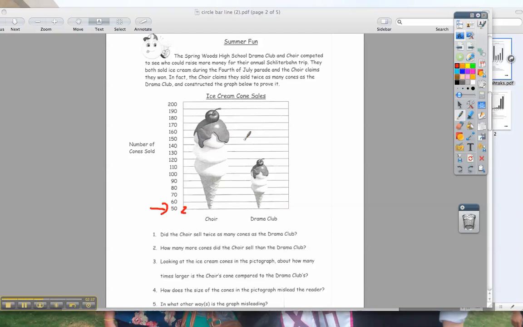Since this is a bar graph, bar graphs are always made to compare a part to another part. This is a bar graph. So this bar graph is comparing the choir sales to the drama club. So we're comparing the choir to the drama, this part to that part. We're not comparing to the total, really, and we have the different parts. So we know we have choir and drama, and the bars are made out of ice cream cones. That also could be misleading because it makes them look much bigger.